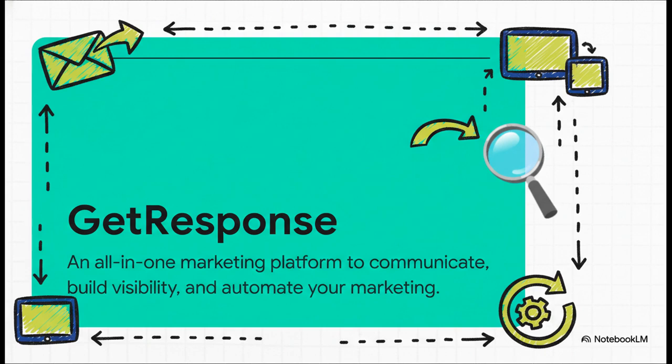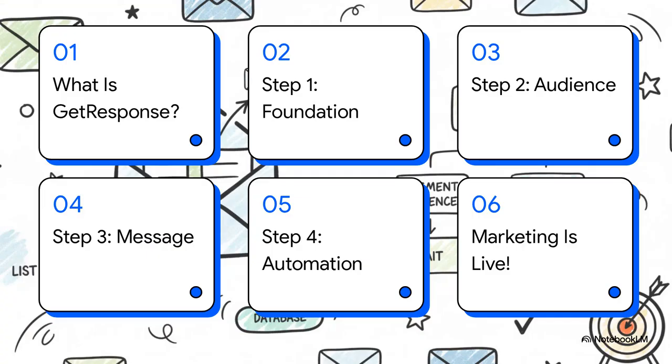It's got everything you need: email, landing pages, forms, and the real magic, automation, all in one place, so all the pieces talk to each other perfectly. So here's our game plan. We've got 4 main steps: building your foundation, growing that audience, crafting your message, and then, the best part, automating your welcome. Stick with me, and you'll see your first campaign go live.